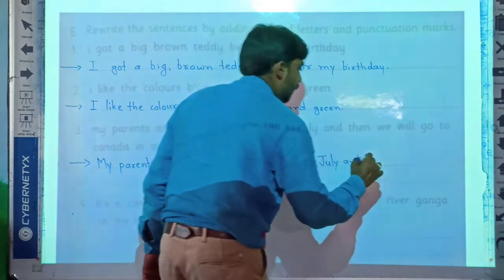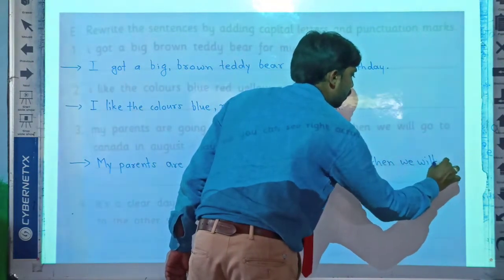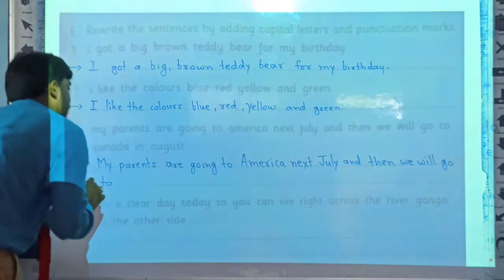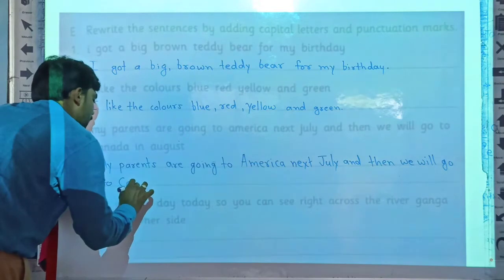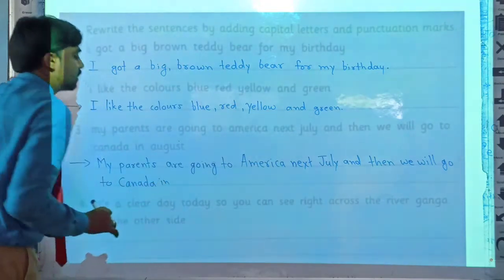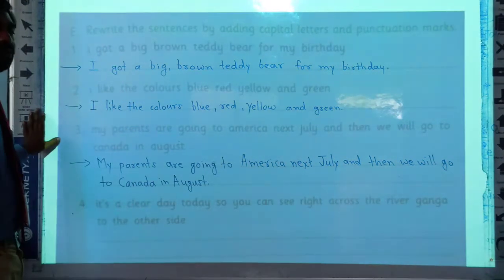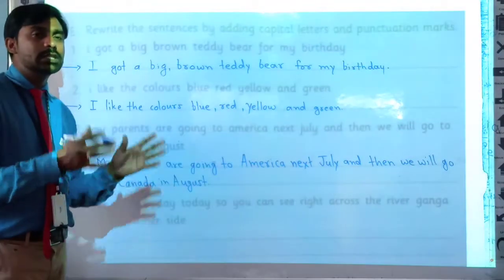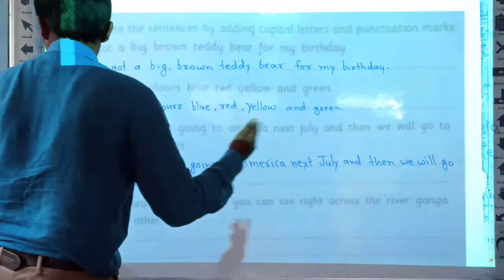And then we will go to Canada in August. Canada is also a country, so let's write a capital C, Canada. In August. August is the name of a month, so it should start with a capital letter, August. Okay, so in this way we have done this. Now let's see the next sentence. Dear student, you can pause the video and text me in short. You have to rewrite all these sentences in your textbook in good handwriting. You can pause and take a screenshot.